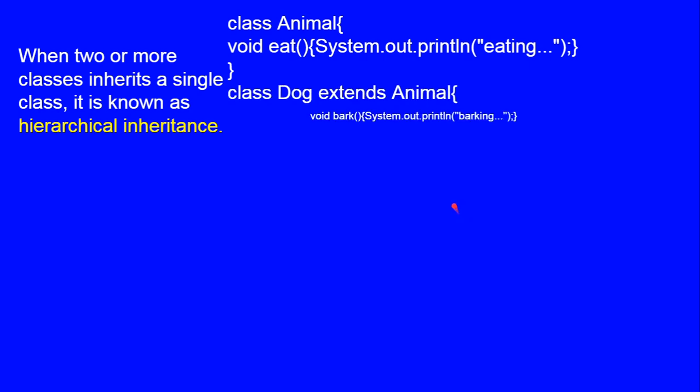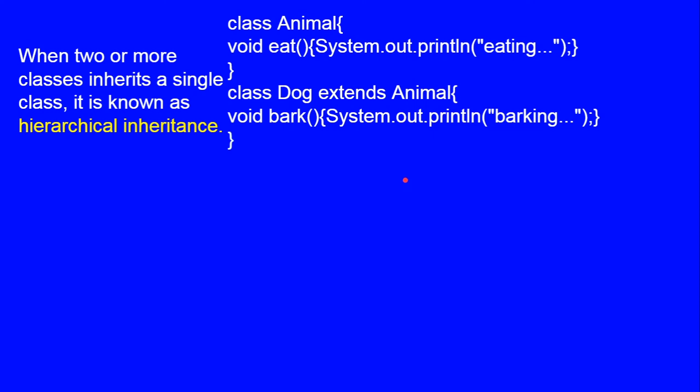The same example is extended here: class Animal, void eat, System.out.println eating. Likewise, class Dog extends Animal, void bark, System.out.println barking. So we are extending the Animal class by the Dog class. Now here is the concept for hierarchical inheritance: class Cat extends Animal. Here class Dog extends Animal, and here class Cat extends Animal.